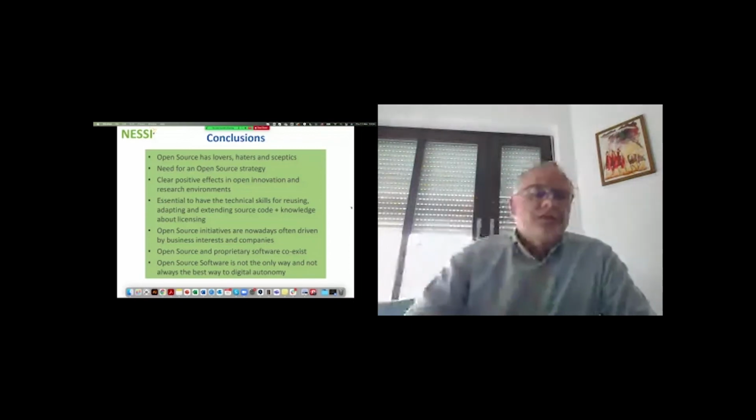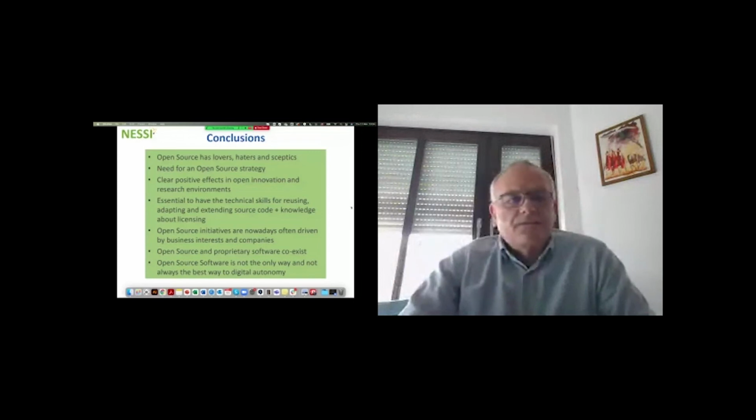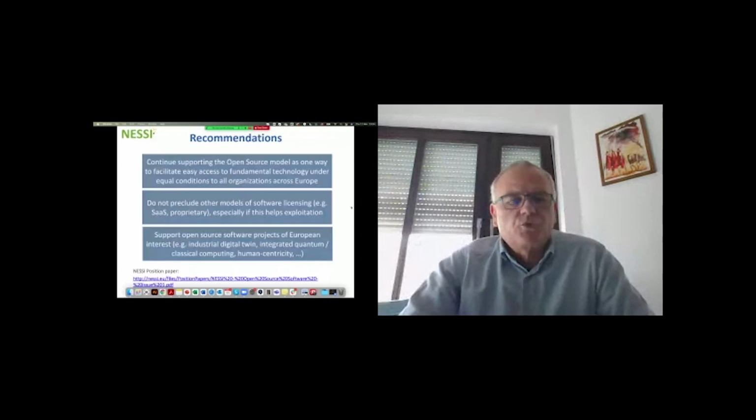So the recommendation of NESI, on the next slide, in summary, is that definitely the open source model should continue to be supported. But on the other side, it should not preclude other models of software licenses, like software as a service or proprietary models. For example, a general requirement saying that all the software created in the context of an EU publicly funded project should be open source is probably not such a good idea, because it would exclude some companies and organizations from participating in those projects and contributing with their innovations.